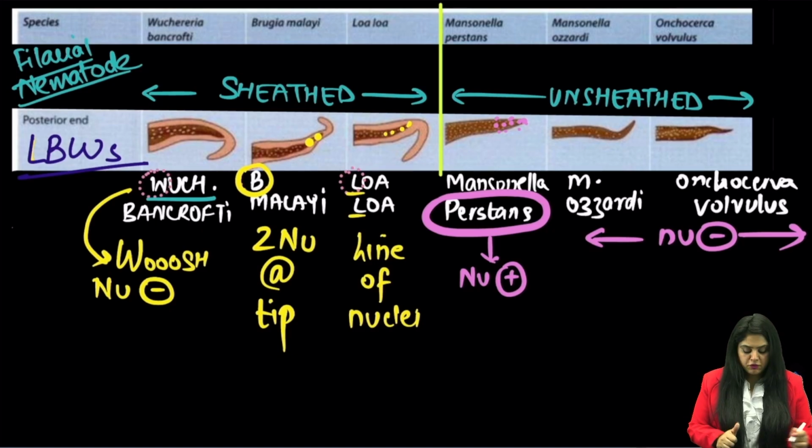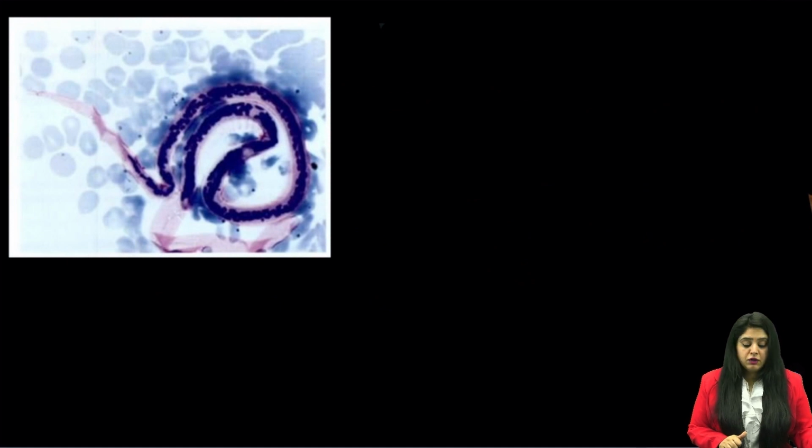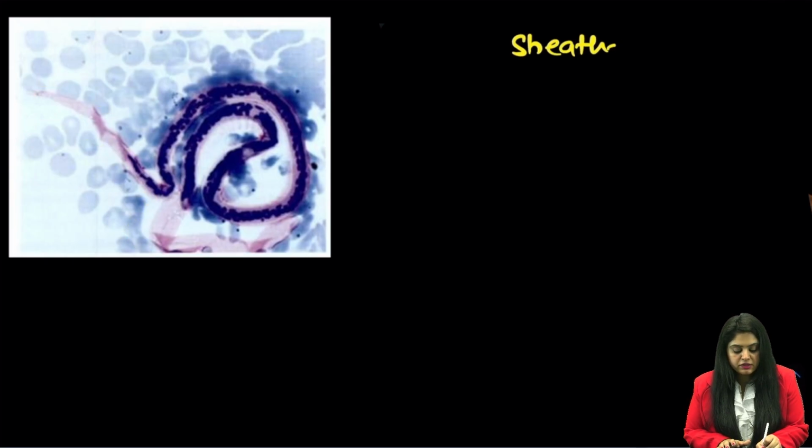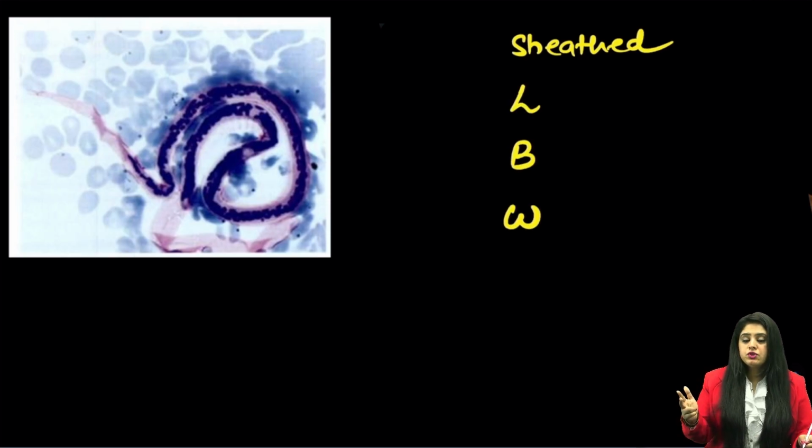Can you give a test for me? Look at this. Now first, what do you see? First you have to see whether it is sheathed or unsheathed. Do you see one covering, one nice pinkish covering? So definitely it is sheathed. Guys, if it is sheathed, then what do you think of? You have to think of LBWs. Loa, Brugia, and Wuchereria bancrofti.